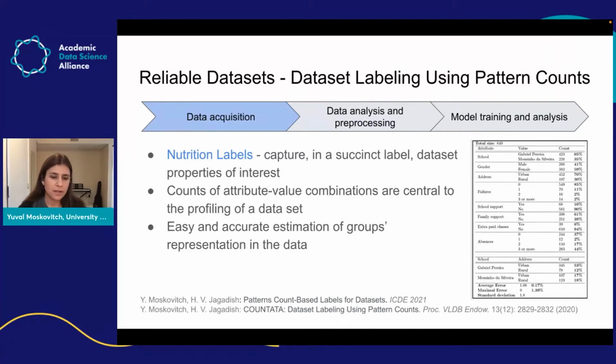So to help data scientists in the data collection phase, we propose an automated way of generating labels that consist of information about the counts of attributes value combinations. The challenge here is that the number of combinations can be extremely large. So our solution was to select a small subset of those combinations that can help users easily get a very accurate estimation for the representation of each group in the data.